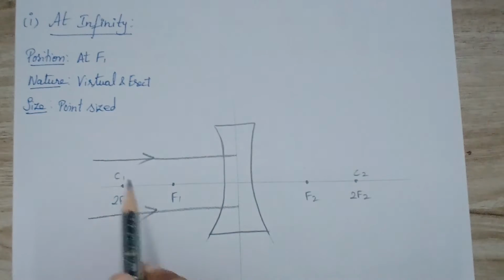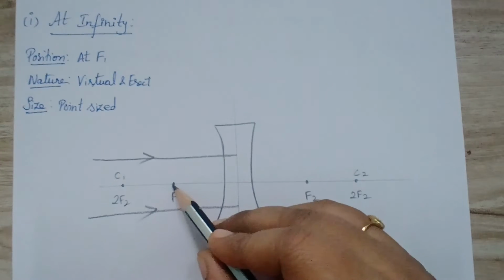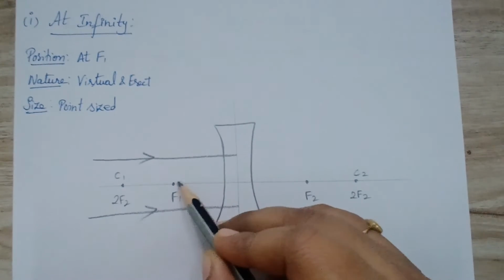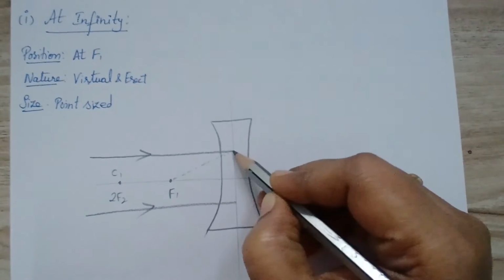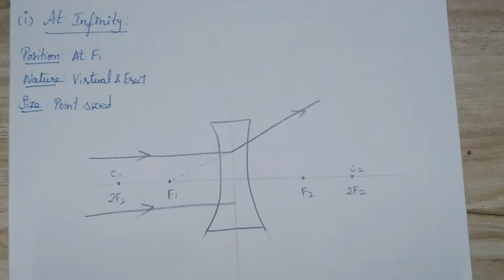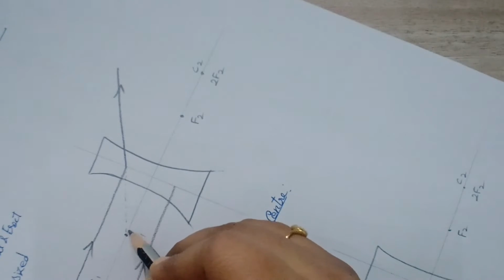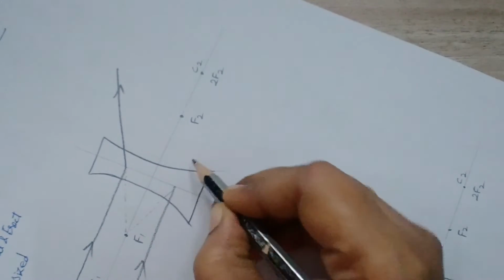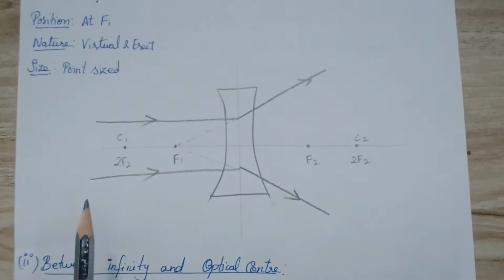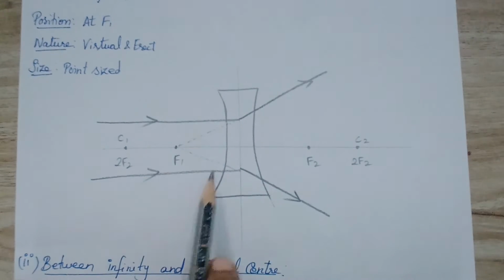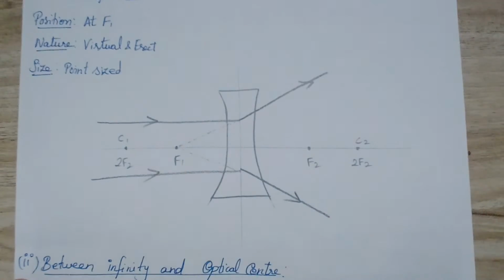What is the rule? When it is parallel to the principal axis, it appears to diverge from the focus on the same side, right? So that means it appears to diverge from here. Okay, so here also it appears to diverge from here. Clear? When a ray of light is parallel to the principal axis, it will appear to diverge from the focus on the same side of the lens.